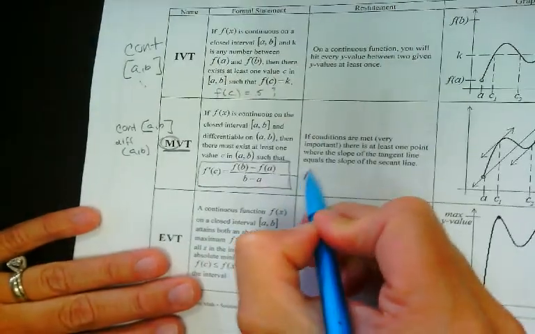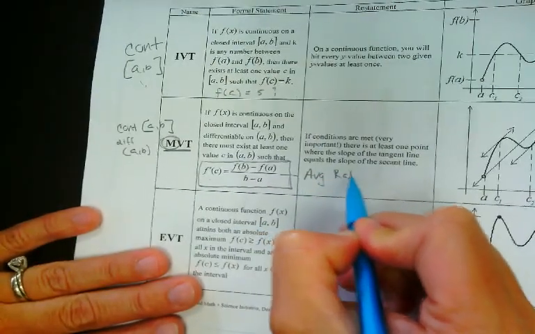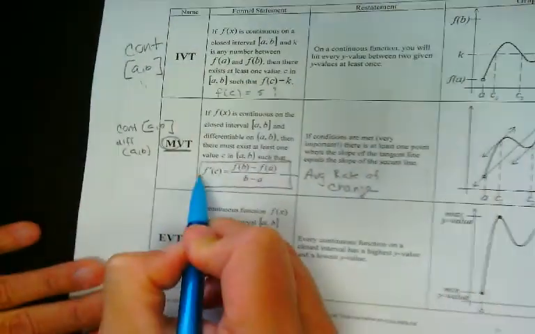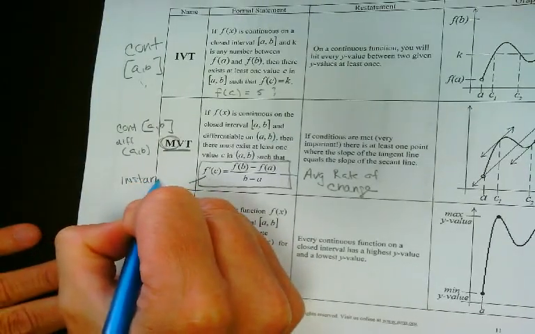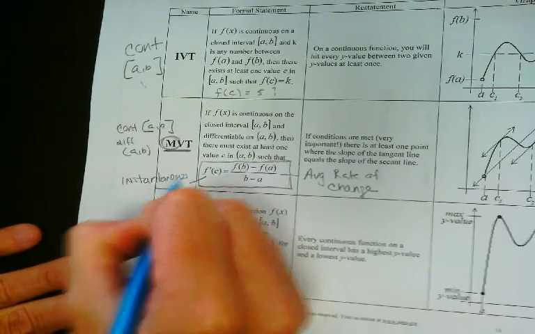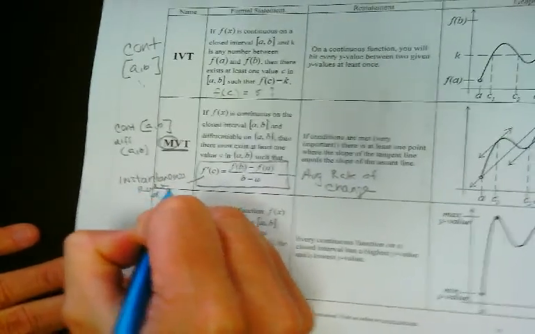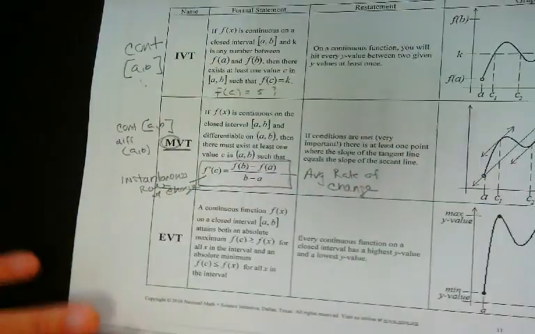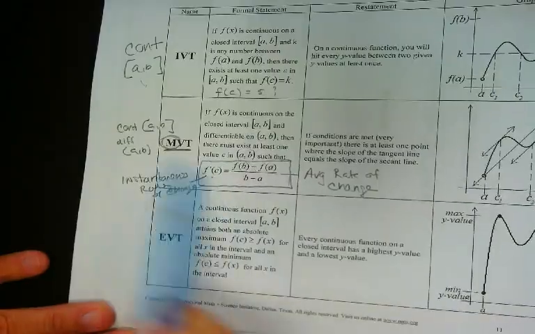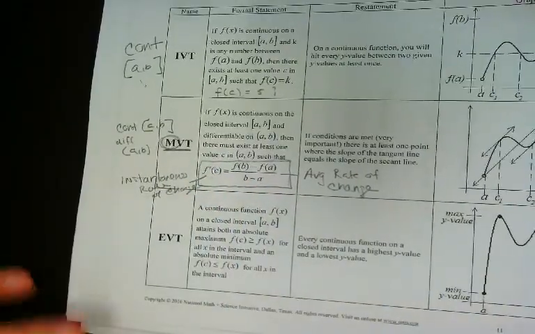This side represents the average rate of change. This side represents the instantaneous rate of change. A lot of times we'll just use that phrase instead of saying MVT. They'll say, when does the average rate of change equal the instantaneous rate of change? And again, you'll write out your formula or your vocabulary after that.